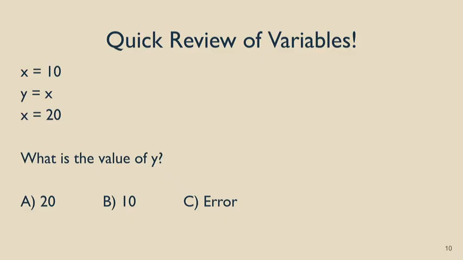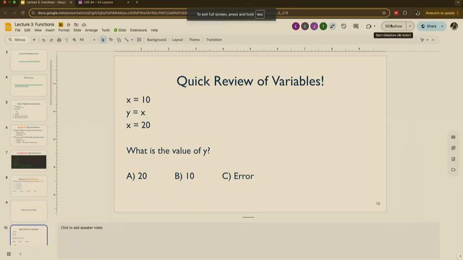Why wouldn't it be 20? We're saying y is equal to x. Because you change the value of x, not y. You change the value of x, not y, but y is equal to x. So should it be 20 or should it be 10? Or are we going to get an error? 10.